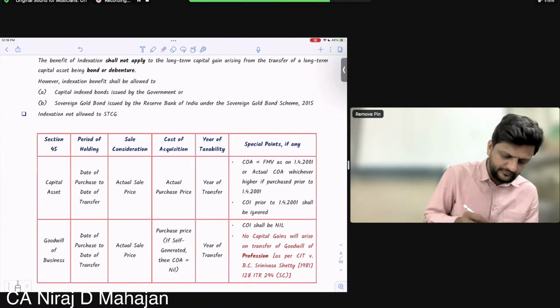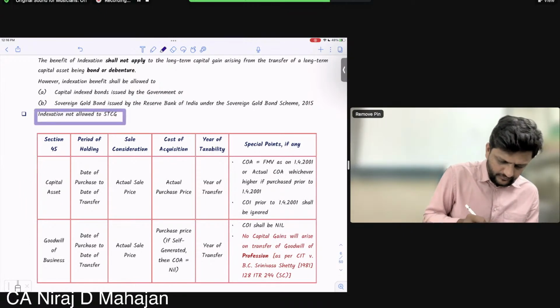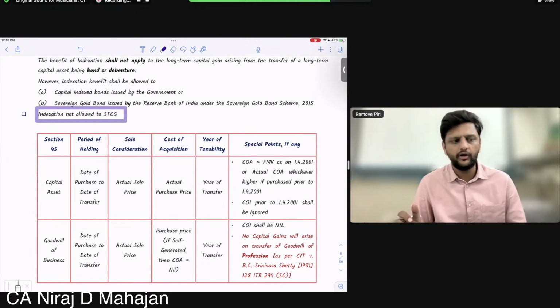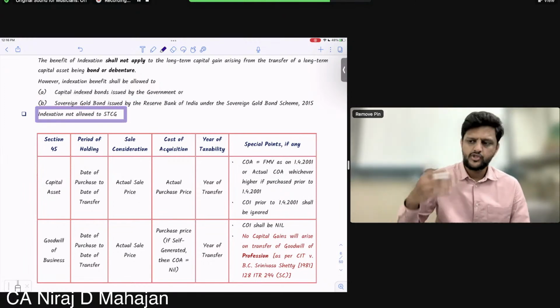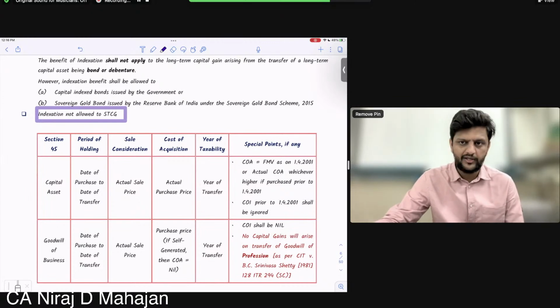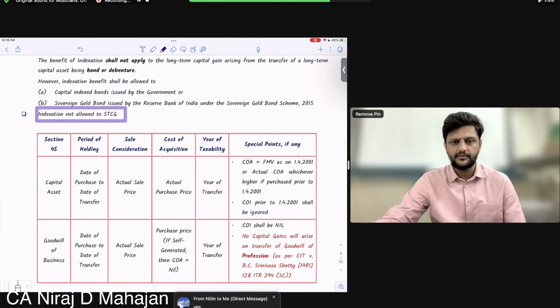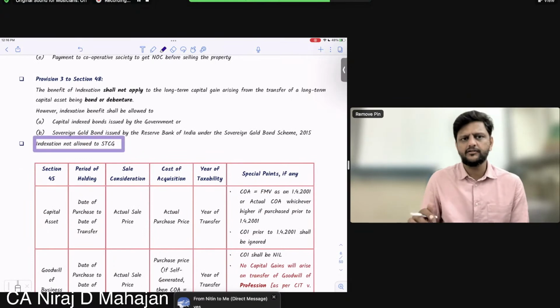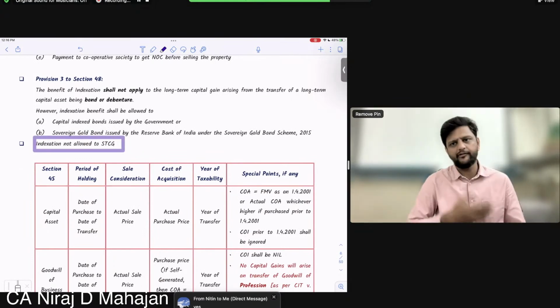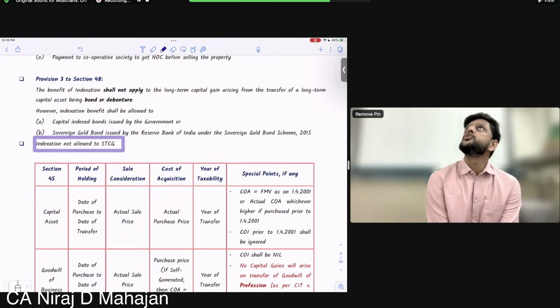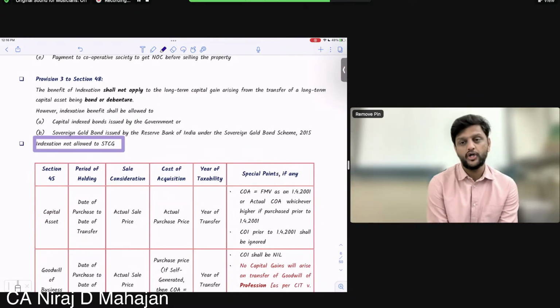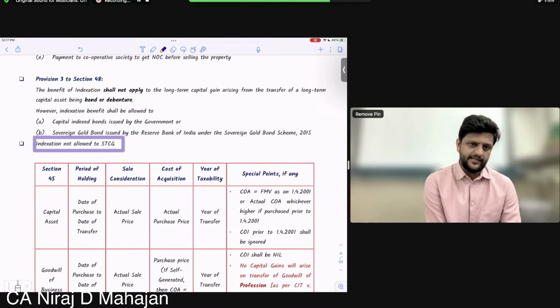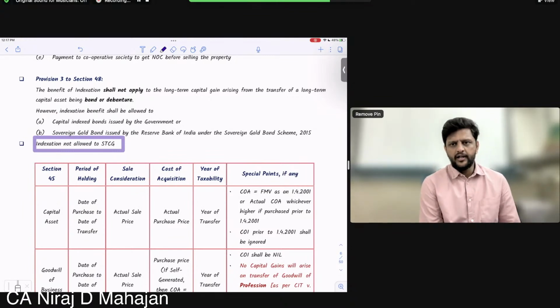Simply just check this right now. Indexation is not allowed for short term assets. So, children, what will I say? Automatically it is allowed only for long term capital assets. Are you getting my point, everybody? So check the benefit of indexation. Now why do we do indexation? Because of time value of money. If the asset is held for short term, then we don't get the indexation. Understood? Clearly here.